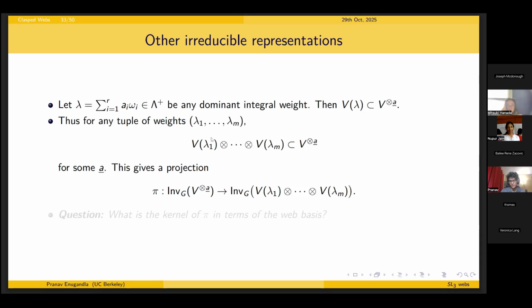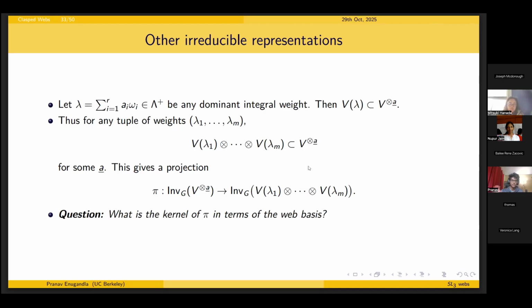And so if I have a bunch of these V lambdas, so V lambda 1 through V lambda m, and I tensor them, I could still embed this in some large tensor power of just fundamental representations. And like in the SL3 case, I get this projection going the other way. And the question I could ask is, what's the kernel of this projection? Another way to say this is, I have a basis for the space on the left for this tensor power of fundamental representations. Can I say something about which webs here map to 0 under this projection?